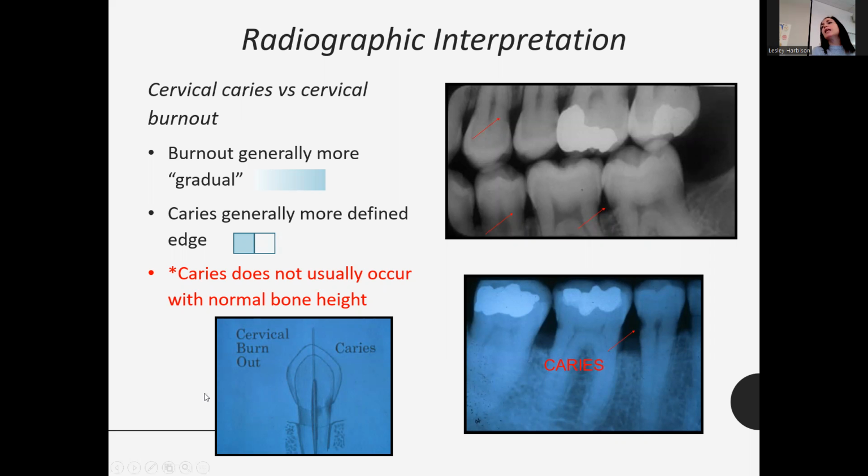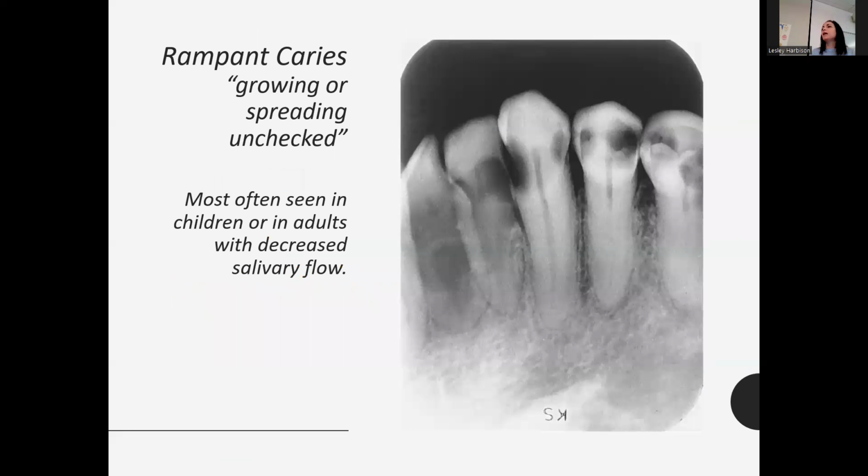Okay. And then like this says, caries does not normally occur if it's a healthy mouth, healthy periodontium. Okay, so rampant caries, you can see that there's multiple areas of decay. This is kind of a very distorted image, lots of foreshortening going on here, but you can still see all of these really dark defined areas.